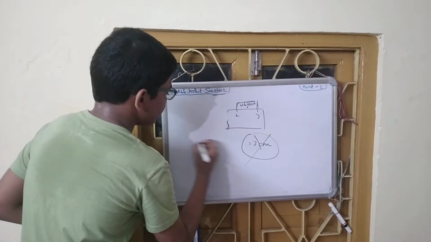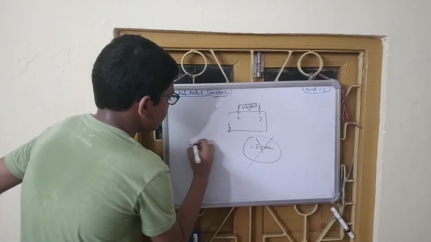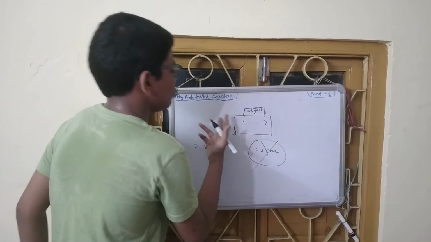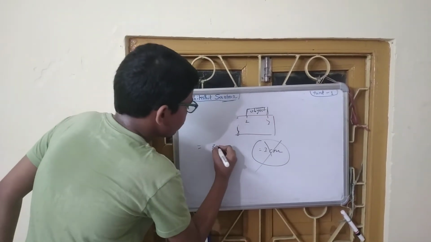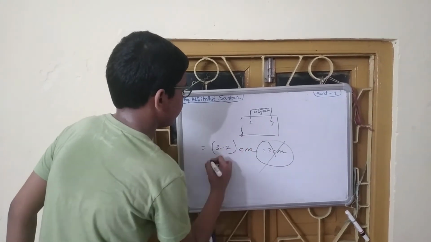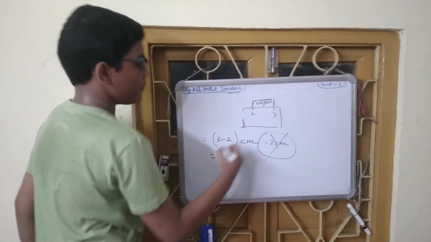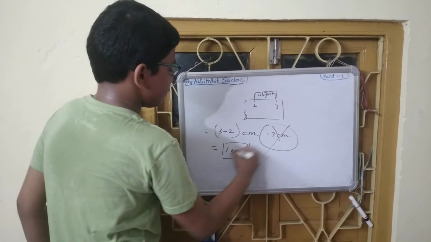So for the correct length of this object, if it shows 3 centimeter, 2 centimeters are gone, 2 centimeters are not there, so we have to do 3 minus 2 centimeter. The actual length of this object is 1 centimeter.